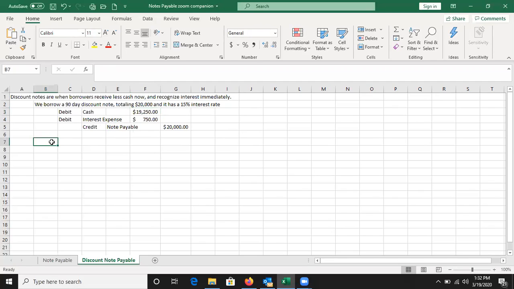Now with a discount note, 90 days later, it's actually much simpler. So you're going to see when we're done that the discount notes are a little harder at first, but they're easy when it's time to pay them back, which is the inverse of a normal note payable. So 90 days later, when it's time for us to pay our debt, one, we have to get rid of this note payable. We're paying it off. It's a liability. We have to debit it, $20,000. So we're going to debit notes payable, $20,000.